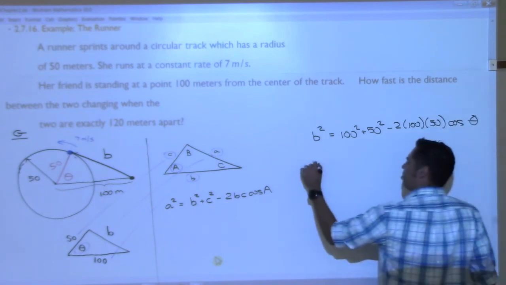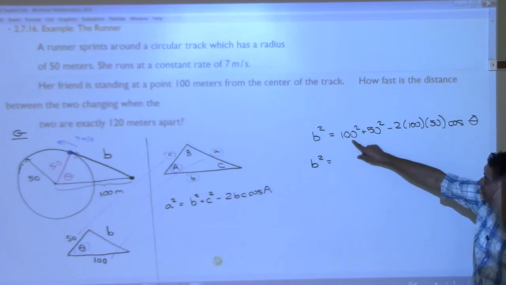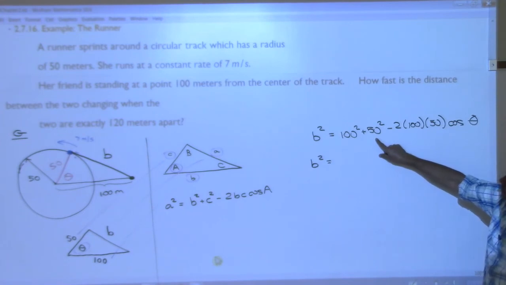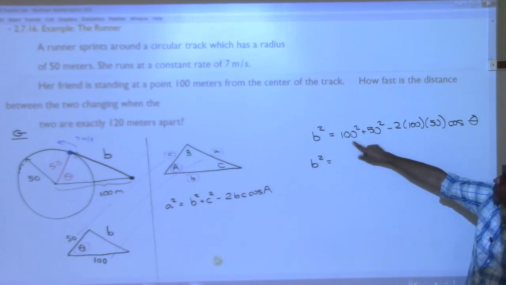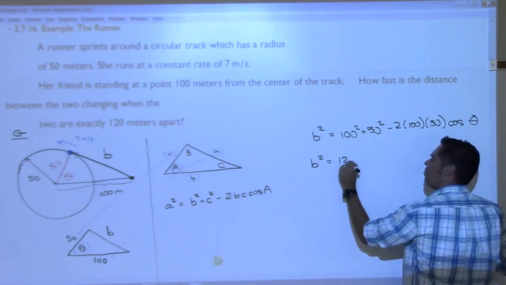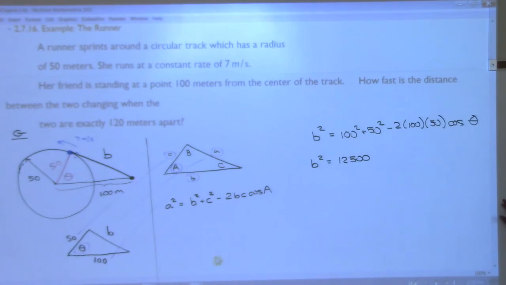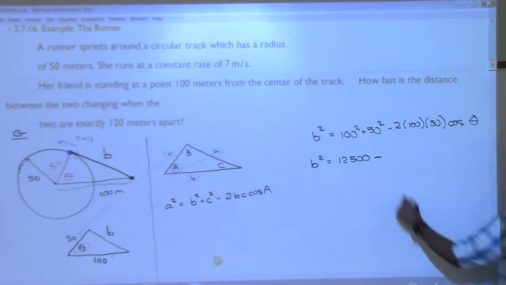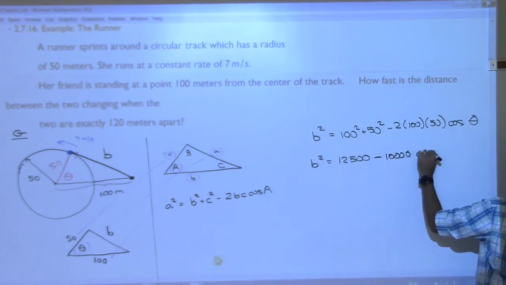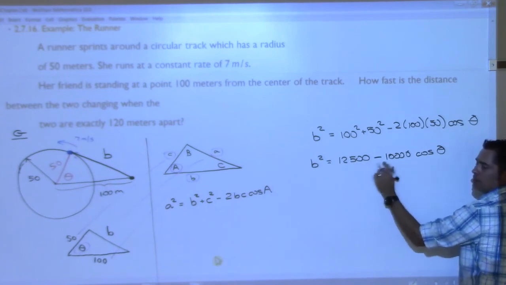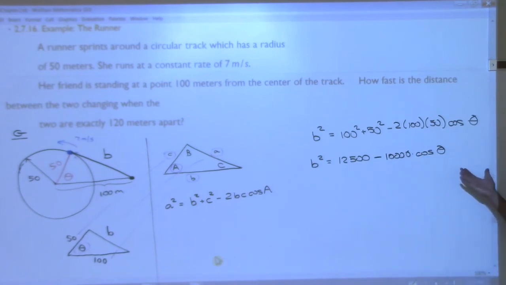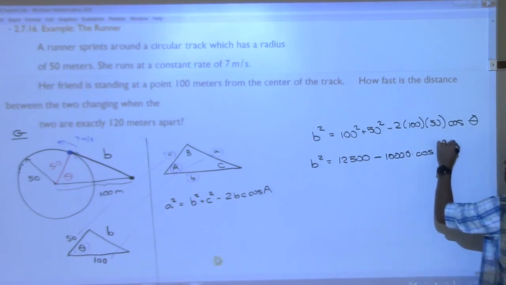Let's clean it up, though. 100 squared is 10,000. 50 squared is 2,500, right? And you add that to 10,000, so what are we at? 12,500. And then here, minus negative 10,000 cosine theta. And no, you may not put those together, right? Multiplication comes before that. Okay, that's, I think, a pretty clean equation. That's the one I'm going to differentiate.